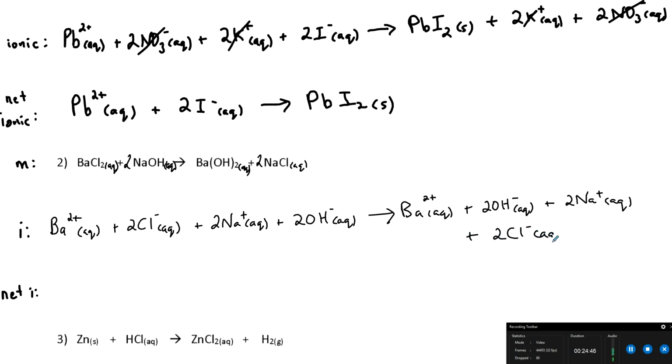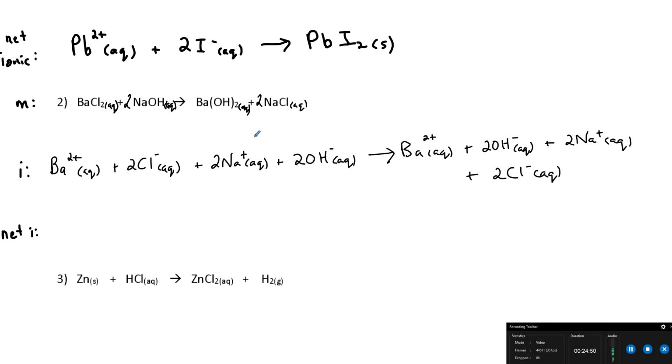All right, now what is interesting here is when this happens, when there's no precipitate, these actually are all spectator ions because they're all just going to stay suspended in solution both before the reaction and after the reaction. So you're going to see, well, barium appears on both sides, 2 chloride ions appear on both sides, 2 sodium ions appear on both sides, and 2 hydroxide ions appear on both sides.